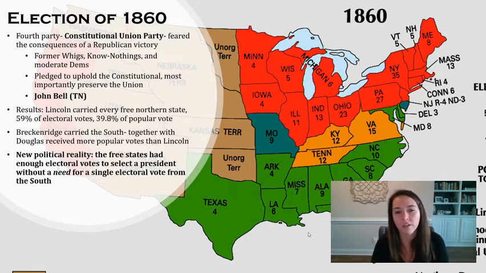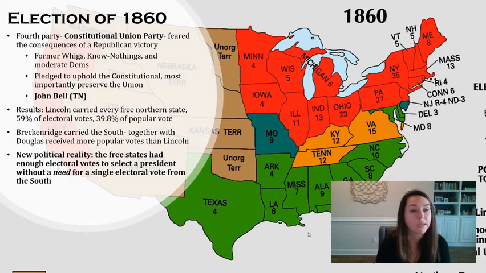They don't really agree with the Republicans, but they're worried that secession will happen if Lincoln wins, which it does. So you have former Whigs, Know Nothings, and moderate Democrats. Their number one goal is to uphold the Constitution and preserve the Union. They nominate John Bell from Tennessee.